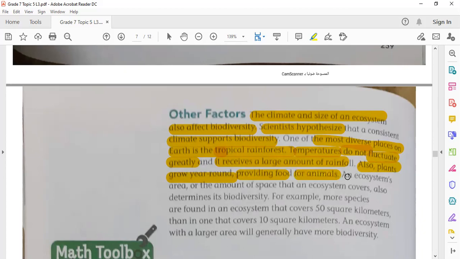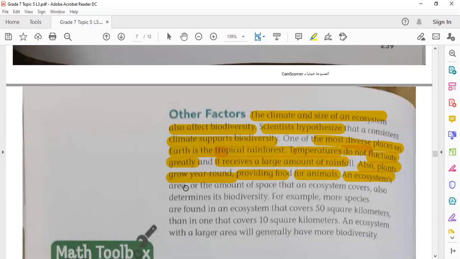And the second factor here, look, other factors like climate, we explained what is the meaning of the climate and its effect on the biodiversity. If the climate is good, like the tropical rainforest, it will support the biodiversity. The second thing is the size of an ecosystem, or the area.